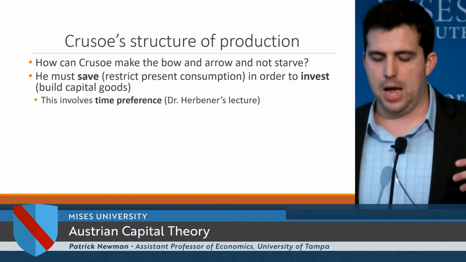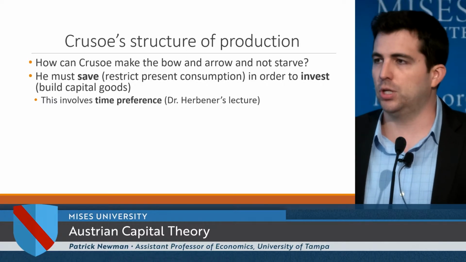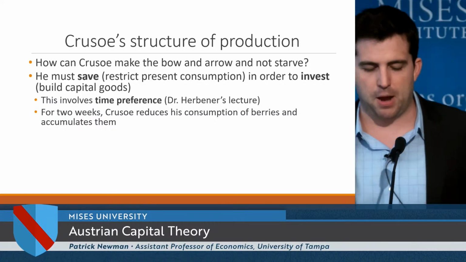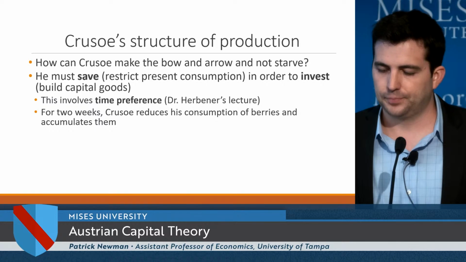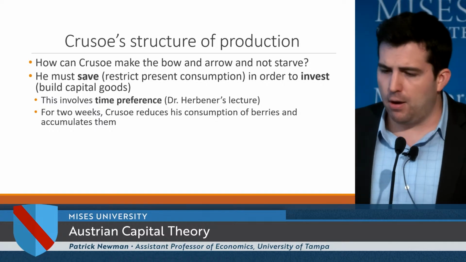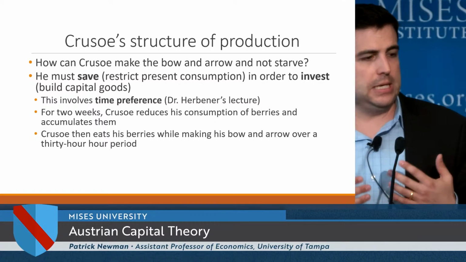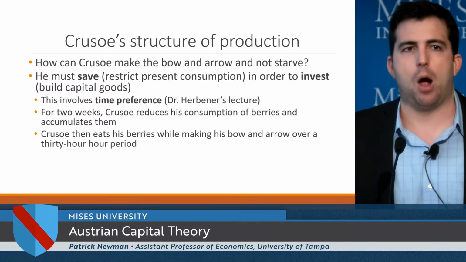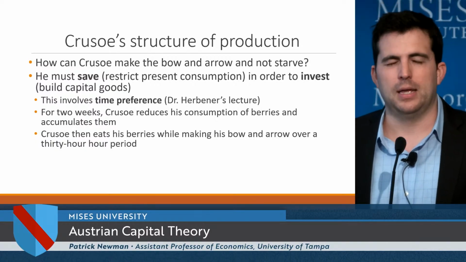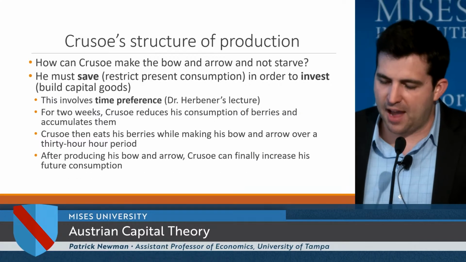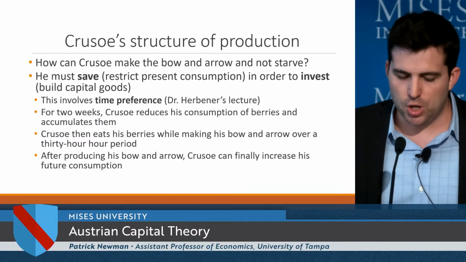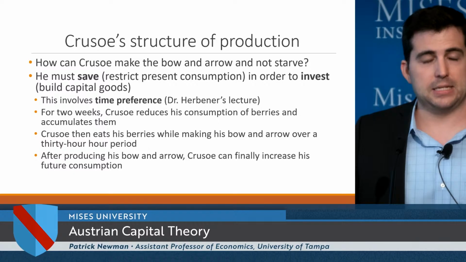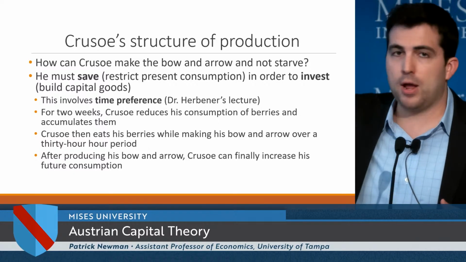He wants to enjoy a greater amount of consumption, more nutritious food, and so on. So let's say for 2 weeks, Crusoe reduces his consumption of berries and accumulates them, right? And so he's got a stockpile of berries, and then Crusoe is able to eat his berries while making his bow and arrow over, say, a 30-hour period or whatever, right? He makes his bow and arrow, and then finally, after producing his bow and arrow, Crusoe can finally increase his future consumption, all right? So he had to save, he had to restrict present consumption for a greater amount of future consumption.